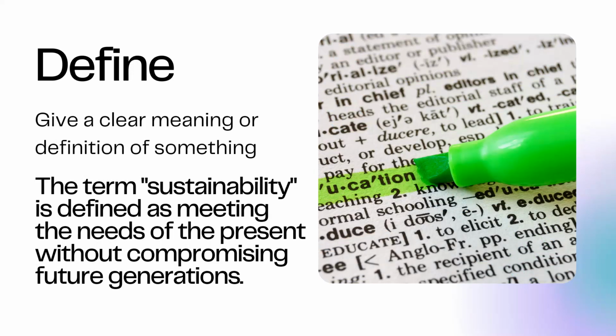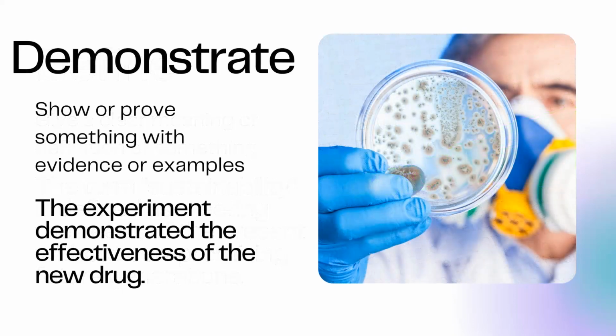Define: give a clear meaning or definition of something. The term sustainability is defined as meeting the needs of the present without compromising future generations. Demonstrate: show or prove something with evidence or examples. The experiment demonstrated the effectiveness of the new drug.